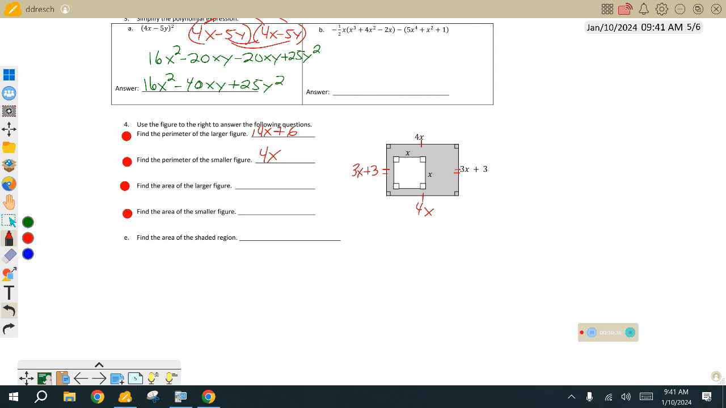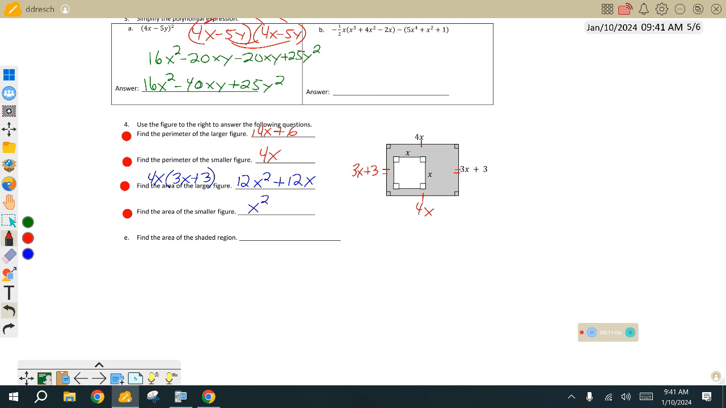Coming back here real quick. Larger figure: length times width, base times height. 4x times 3x plus 3. You and your buddies should have a simplified expression, always simplified. So, larger figure is 12x squared plus 12x. The smaller figure is a square, x squared. That's it, x squared.